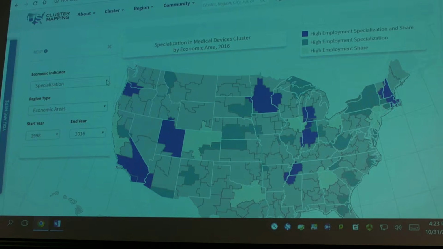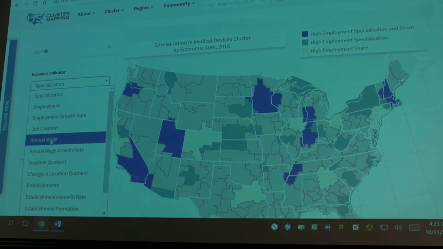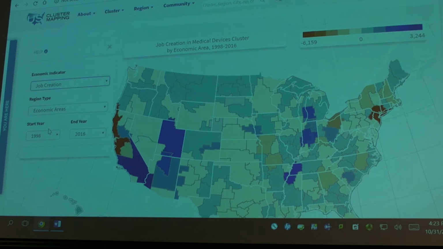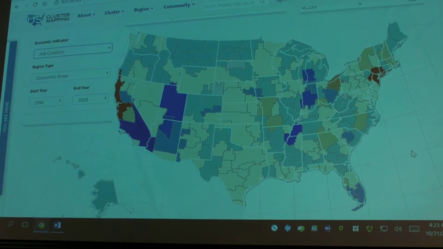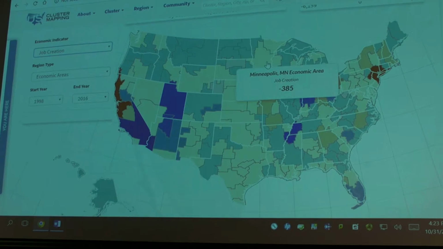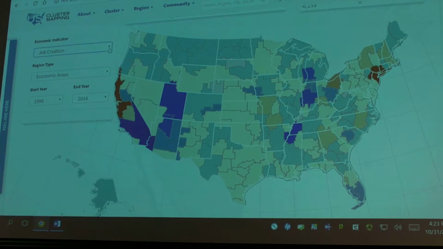So right now it's showing specialization. If you click on the drop down, maybe you want to take a look at job creation in this industry. You maybe didn't notice, but some of the colors changed on here. Originally, Minnesota was showing up as being highly specialized, but not so much in terms of job creation. However, Indiana is still pretty high up there in terms of creating jobs in this industry.